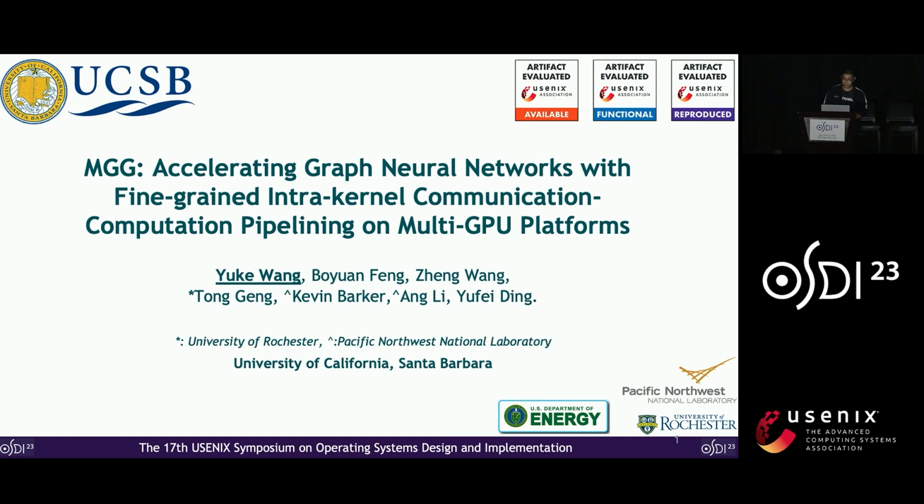Today, I would like to introduce our project, MGG: Accelerating Graph Neural Networks with Fine-Grained Intra-Kernel Communication-Computation Pipelining on multi-GPU platforms.